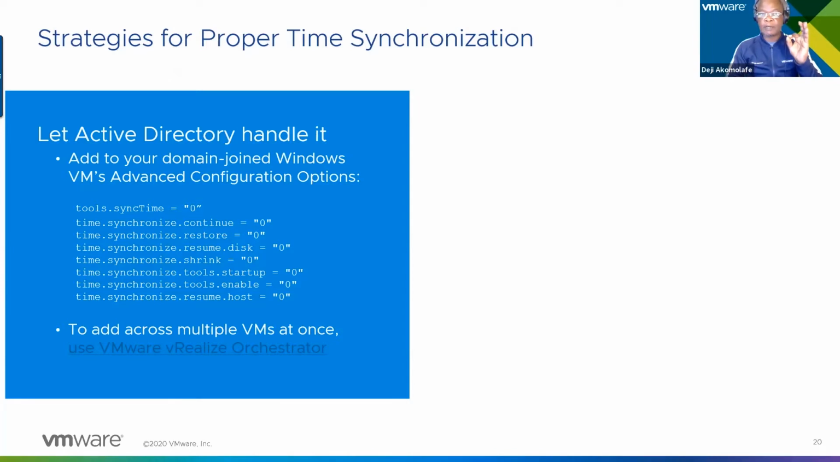To avoid the corner case we mentioned in KB 1189, there are advanced configuration options that you can apply to a VM. You can apply them to the template that you use for deploying your Windows VM, so that when you perform those virtual operations like vMotion, like a restart, like a suspend, the VMware tools will never adjust the clock on that VM. These are the configurations that you can add. And you could also do this when you're using the VMware vRealize Orchestrator. There's a plugin for that.